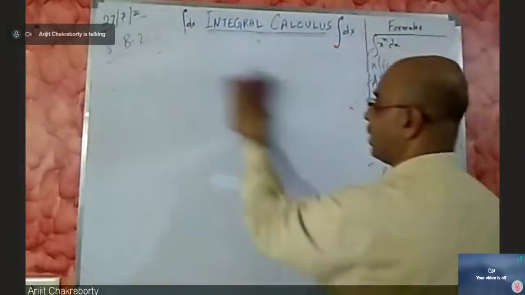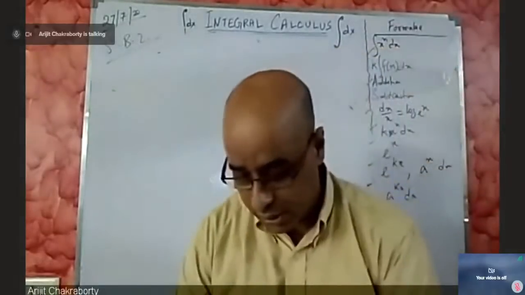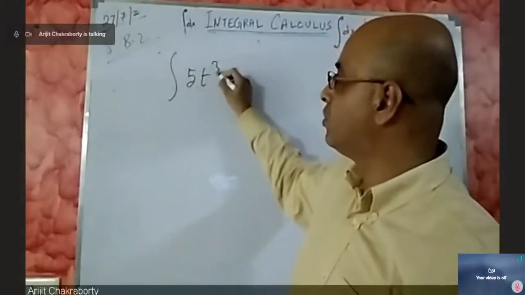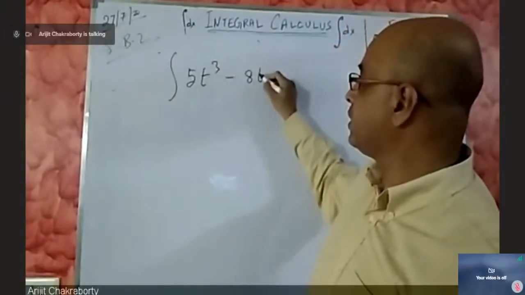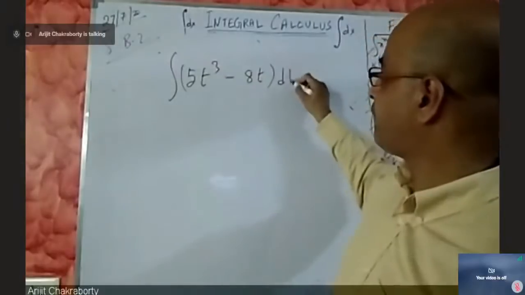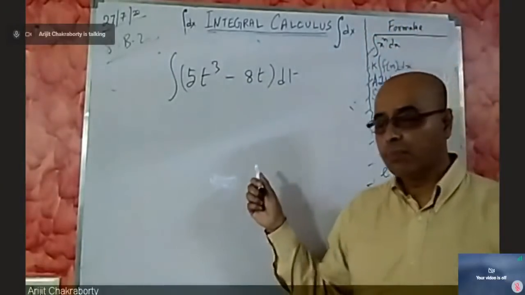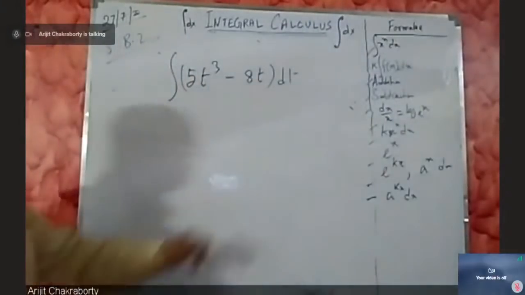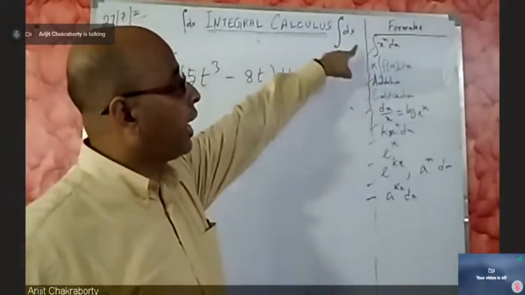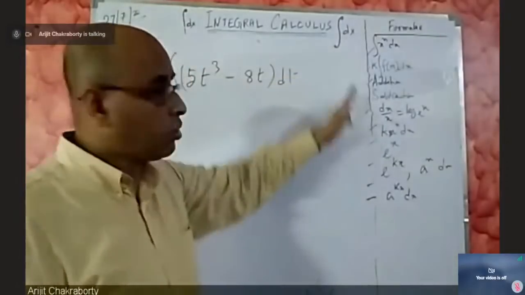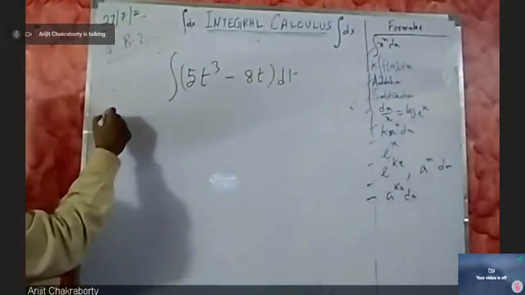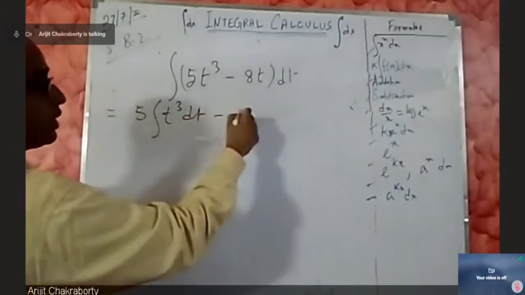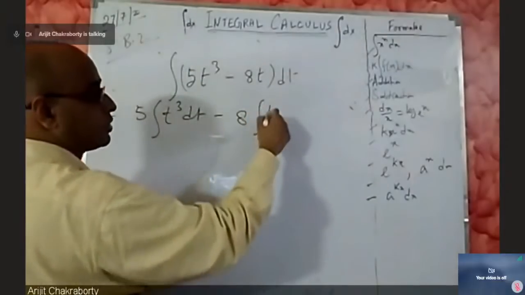Okay, now I am taking up, this is again a function. So I am taking up 5t cube minus 8t dt. Using the subtraction rule and the constant multiplier rule which we have noted here, we are directly integrating them. 5 comes out, you have t cube dt, minus 8 comes out, you have t dt.